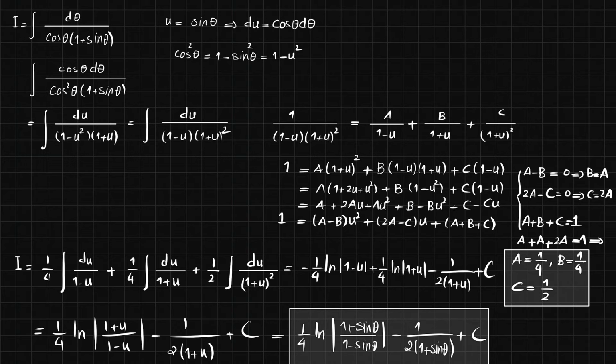But you know that sine theta is between minus 1 and 1, so 1 plus sine theta and 1 minus sine theta are both positive, so we really don't need this absolute value sign, so we can replace it with actually a pair of brackets. So let me just do that.